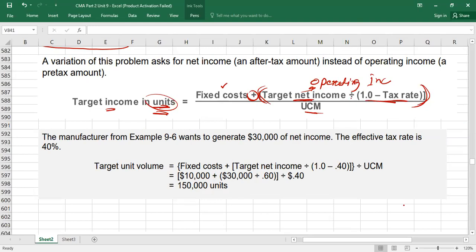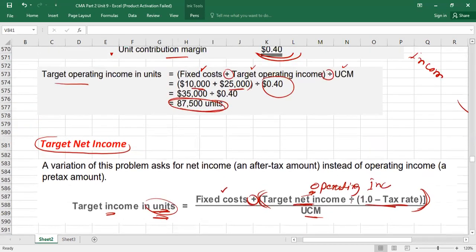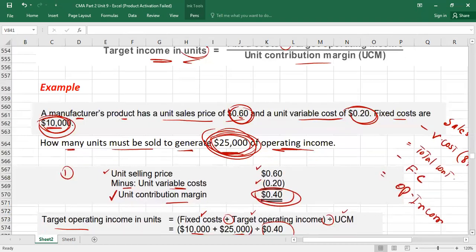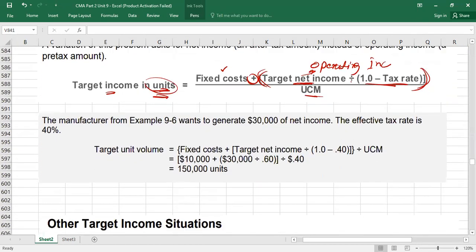We are assuming the same example. From the previous example, we are taking the same data. Only one requirement we are changing now. Assume our selling price is $0.6, our variable cost is $0.2, and our fixed cost is $10,000. But now, instead of operating income, we are given the net income. For example, net income is $30,000. You want to generate $30,000 of net income. Now you have to tell how many units we have to sell, and the tax rate we assume is 40%.